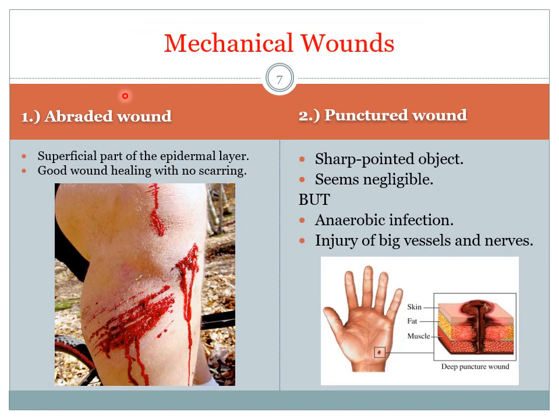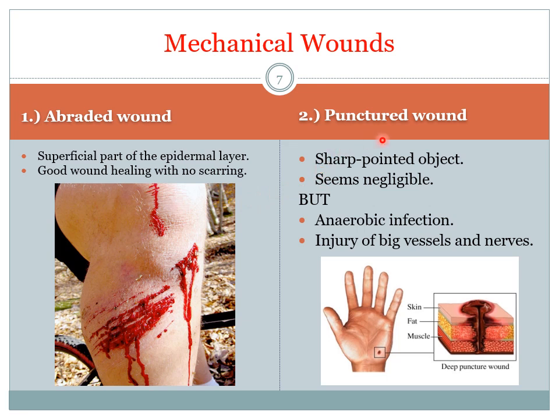Wounds caused by mechanical injuries are called abrasions or punctures. These are 2 categories. In abrasions, a superficial part of the epidermal layer is involved, and it has good wound healing with no scarring, because the wounds heal here by dermal regeneration from the underlying skin appendages, and the new epidermis appears and covers the wound surface.